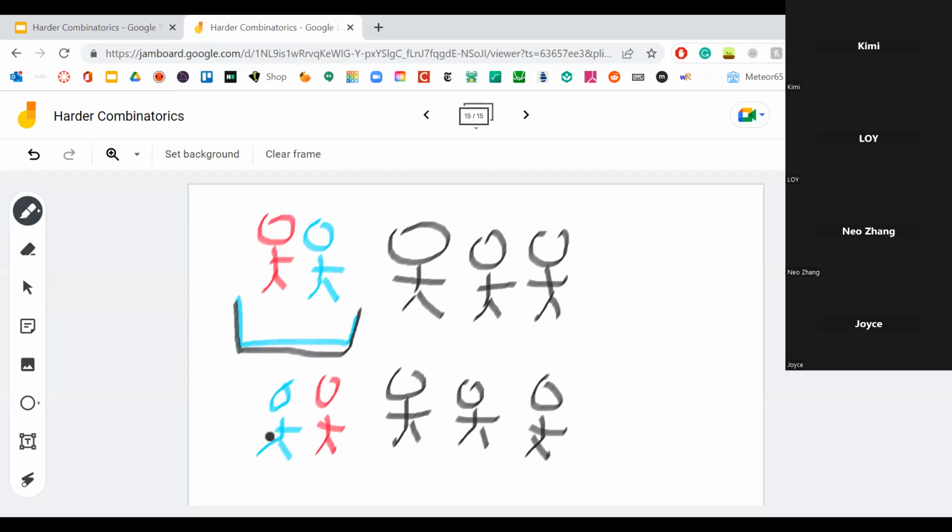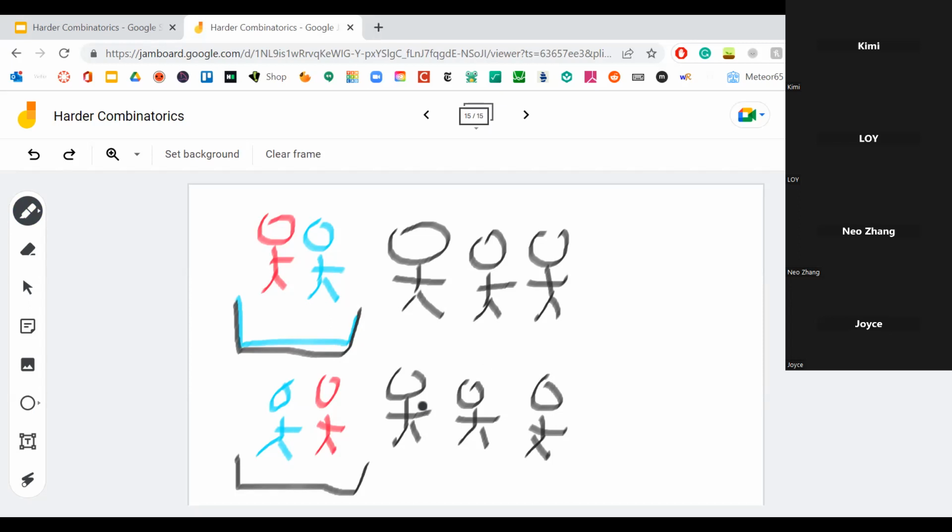Right? So these two are different, right? These two drawings here, the one I have on top and the one I have on the bottom, they're clearly different because one is red first, then blue. This bottom one is blue first and then red. But when we combine these people, we're counting them as one person. So we actually miss these combinations.